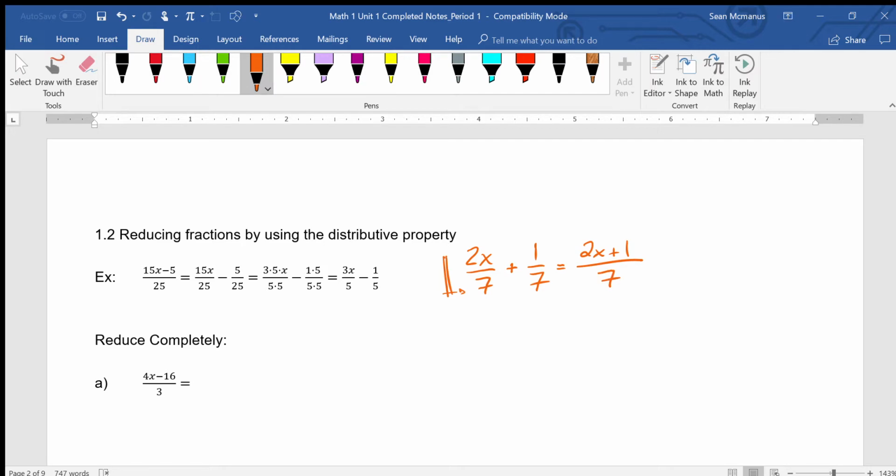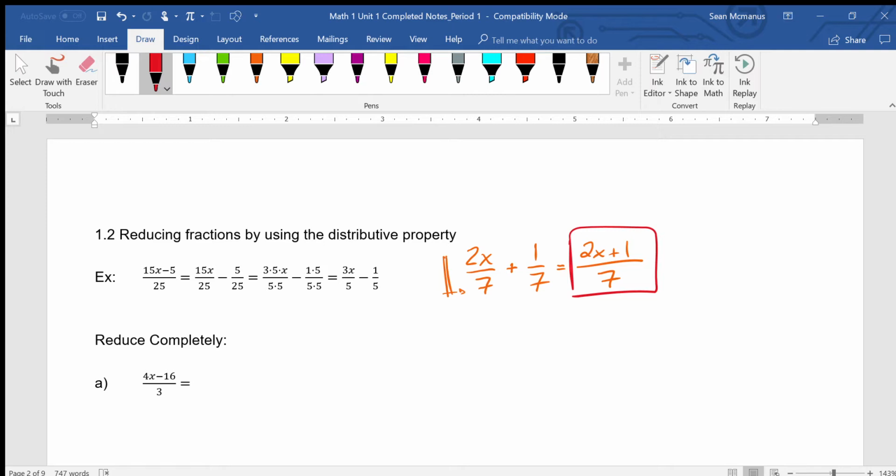If each of those terms had a different denominator, we'd have to make them common. We'd have to have a common denominator, and we looked at how to do that last week. But for right now, I want to just keep it simple. So what we started with, 2x over 7 plus 1 over 7, we were able to combine those terms and put them over one denominator because it had a common denominator.